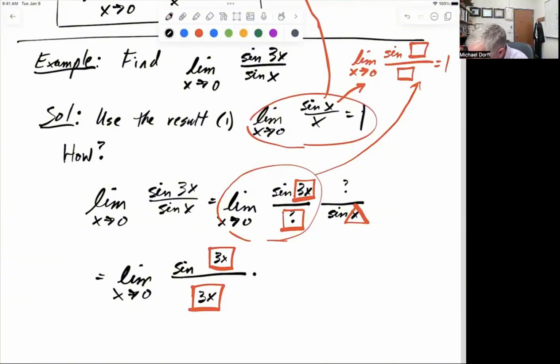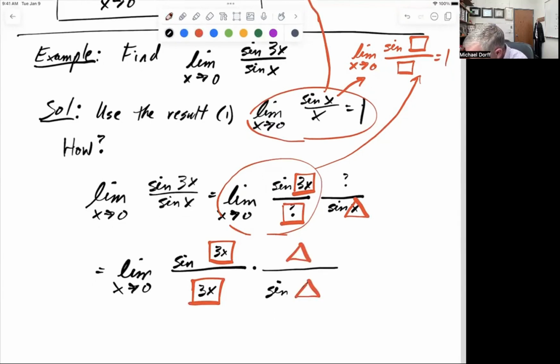All right, now on the next one, I have a sine of a triangle. Let's do a triangle in red. I want to put a triangle here. And what do I have in the triangle? I have an x, so I want to put an x here.